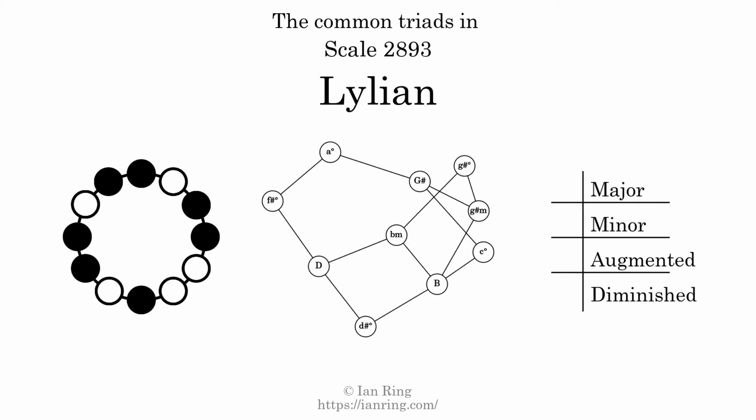Here are the common triads present in this scale. The diagram in the center is a graph of parsimonious voice leading between triads. There are 3 major triads. There are 2 minor triads. There are no augmented triads. There are 5 diminished triads. Here is a Hamiltonian path of parsimonious voice leading that uses all the triads.